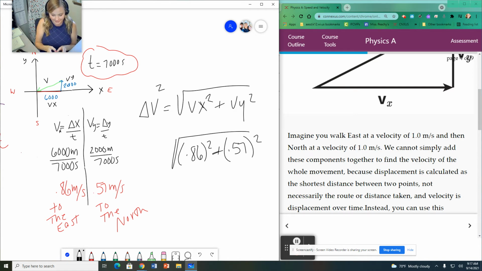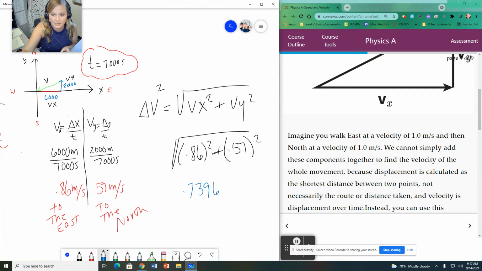But let's go ahead and do this. 0.86 squared plus 0.57 squared, square root. I get 1.03. I'm going to do it one more time just to double check. 0.86 squared. So I did it on my calculator with parentheses, so I just want to make sure I did it correctly.